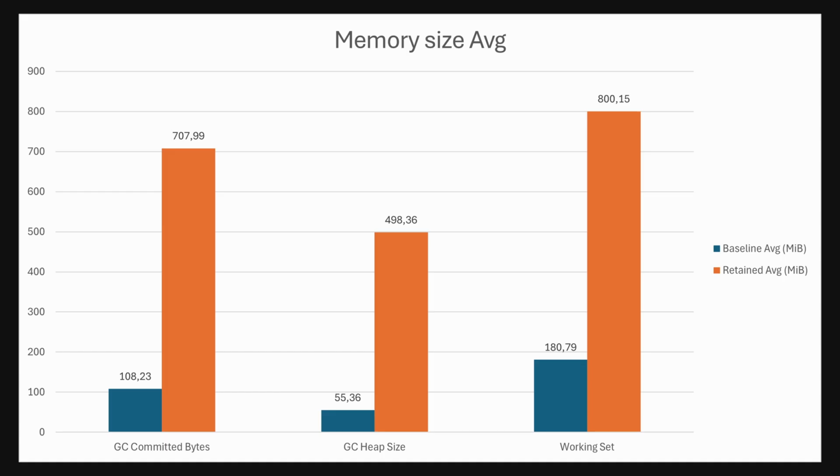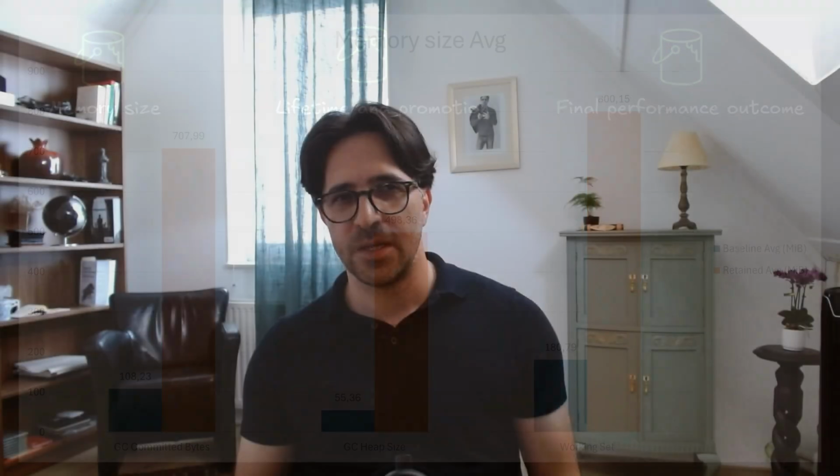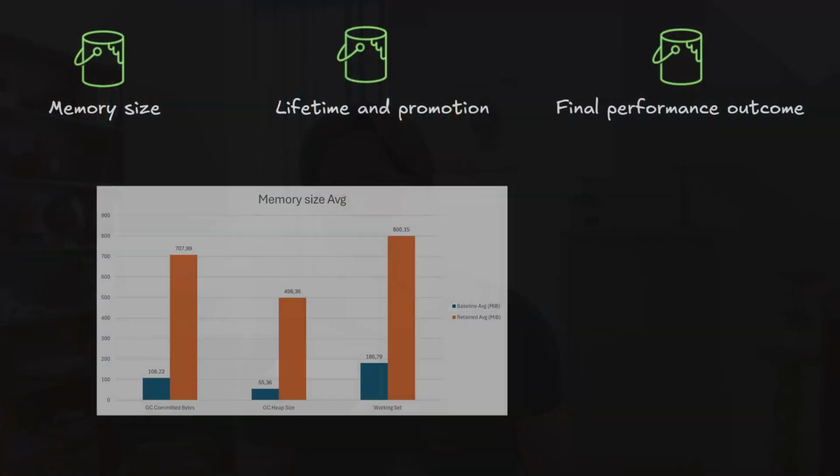The heap is much larger. The working set is much larger from the OS point of view, and committed memory is much higher too. So this is not just a small GC detail. The runtime is carrying a much larger live set, and it needs more memory to keep that live set around on the load.